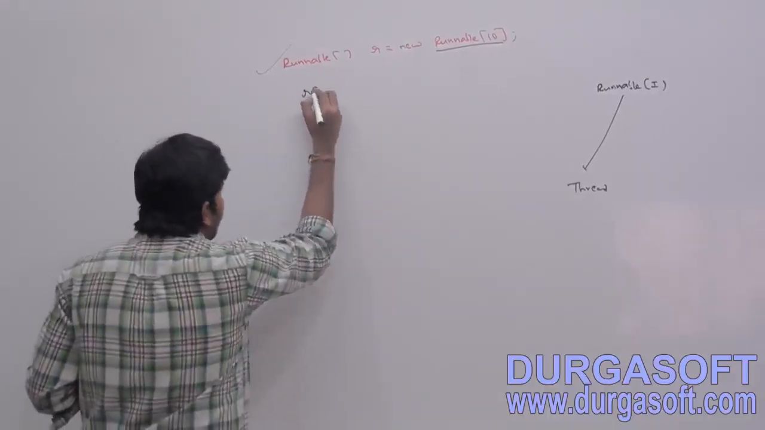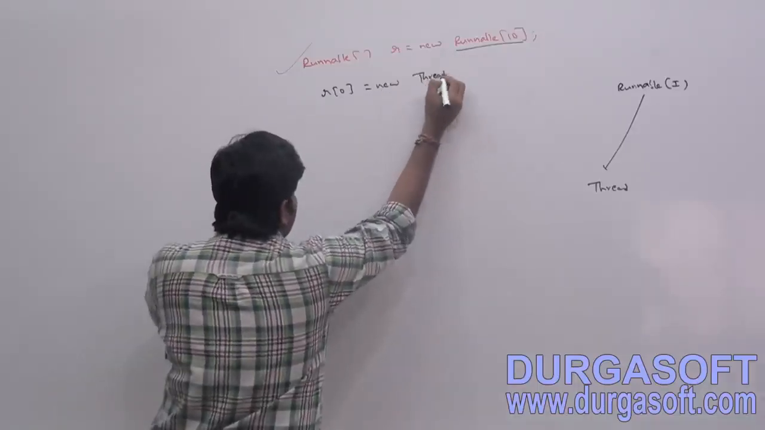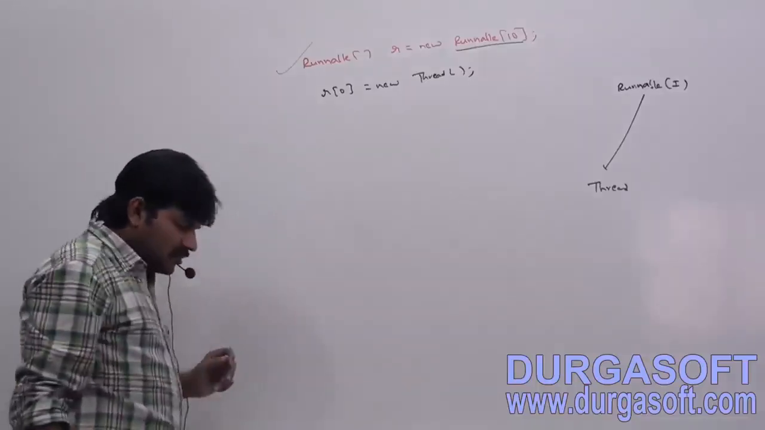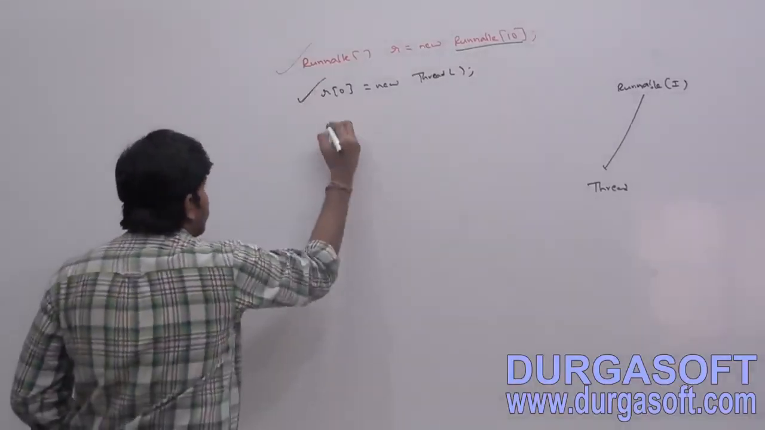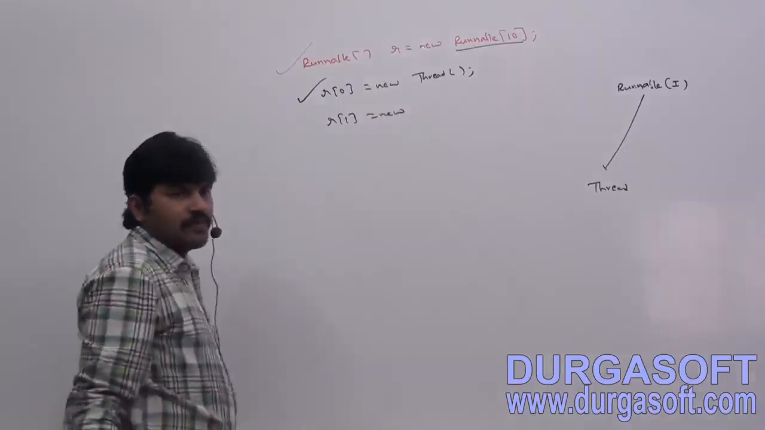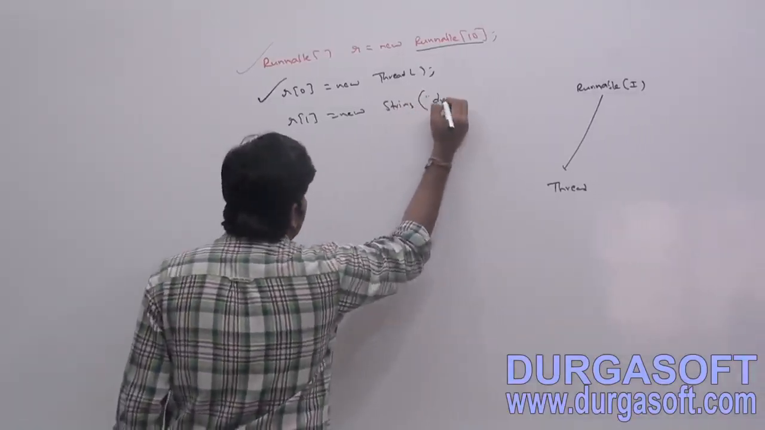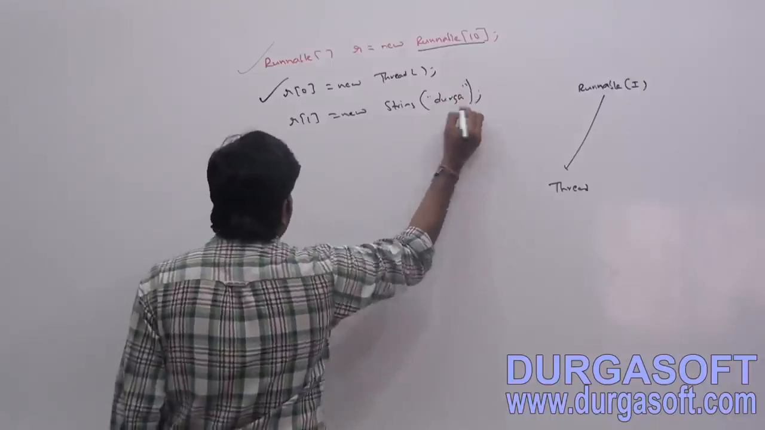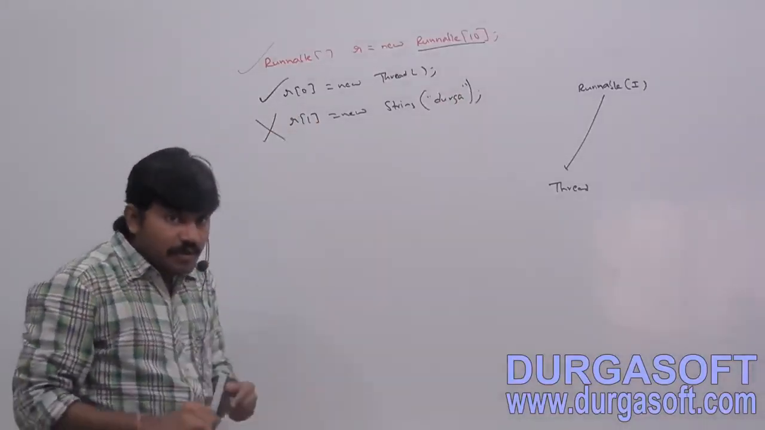Now r[0] = new Thread(). Is it valid or invalid? r[0] = new Thread() is valid. r[1] = new String("Durga"). Is it valid or invalid? Invalid, because String doesn't implement what?